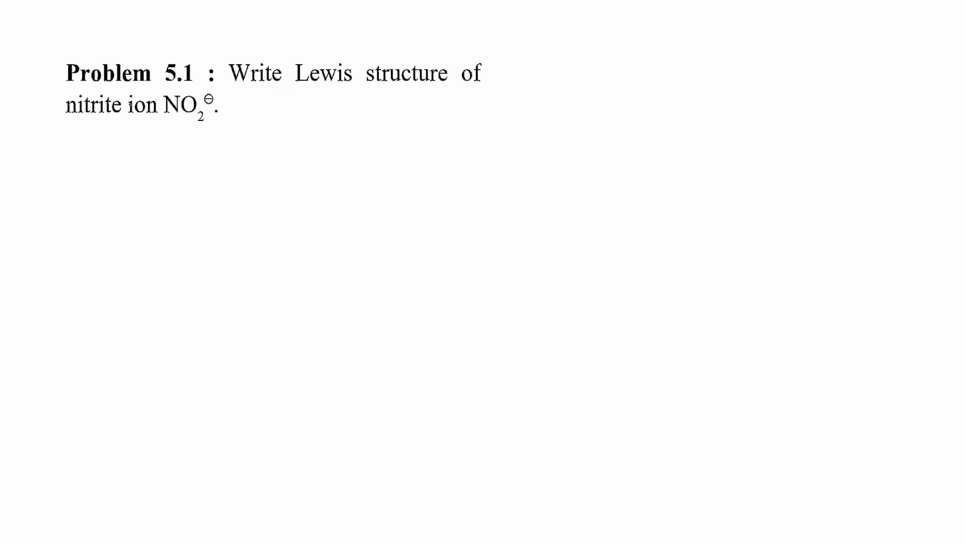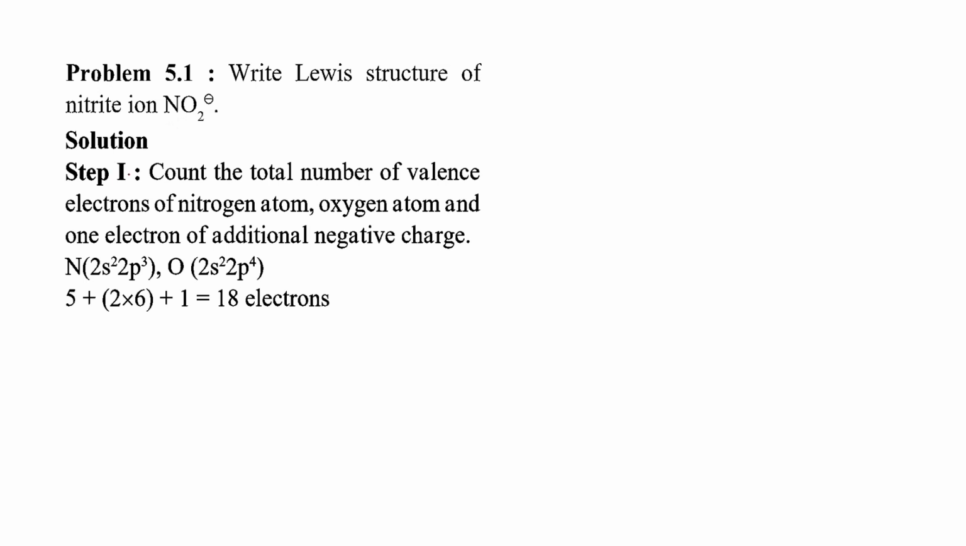Write Lewis structures of nitrite ion NO2 minus 1. Solution. Step first. For drawing the Lewis structure, first count the total number of valence electrons of the nitrogen atom and oxygen atom, plus 1 for the one negative charge. The formula is the number of valence electrons in the nitrogen plus 2 multiplied by the number of electrons in the oxygen atom in their valence shell, plus 1. It is for one negative charge.